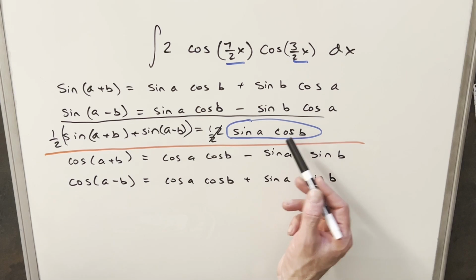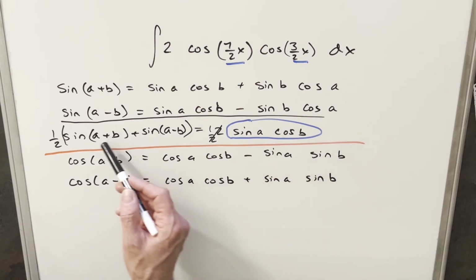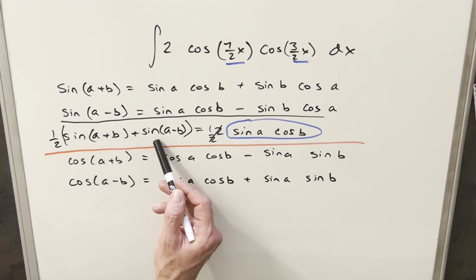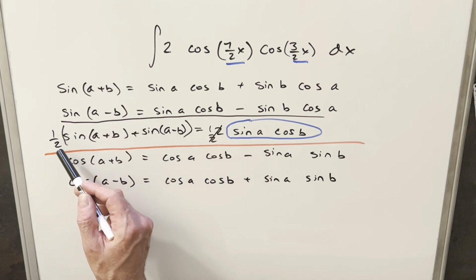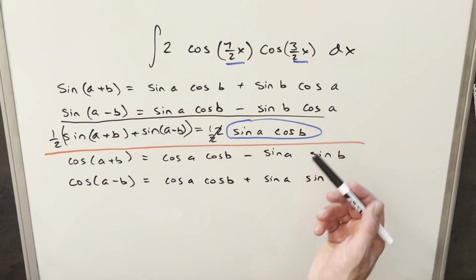So when we have sine times cosine with different angles A and B, we can just express that as sine of the sum of the angles plus sine of the difference of the angles times 1/2. So like I said, pretty easy. You're just adding the two equations together.